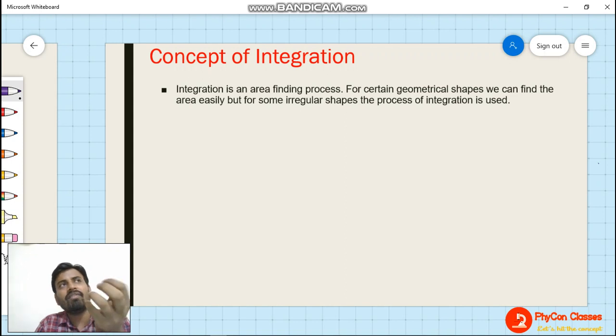Now tell me, if I give you a rectangle with length and width, can you find out the area? Yeah, you can find the area. If I give you a circle, can you find the area? Definitely, easily. Pi r square, you can find the area. For a square, you can find the area. Area is a square. For a triangle, half into base into height, that will be the area.